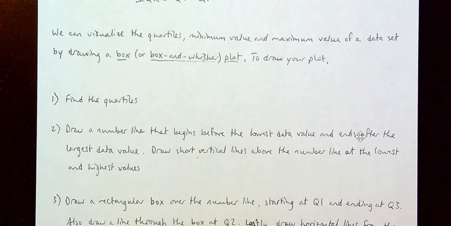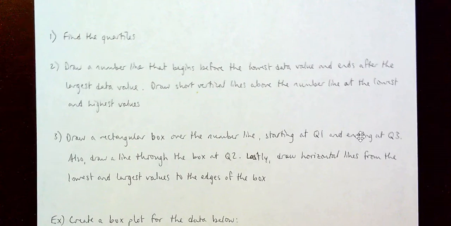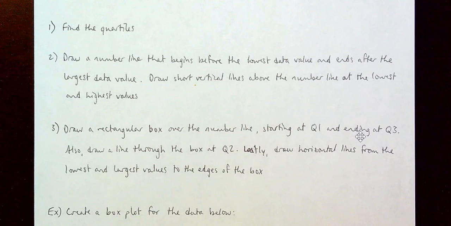So we can visualize the smallest value in our data set, the largest value, and the three other quartiles by drawing a box and whisker plot. How do we draw a box and whisker plot? First thing you have to do is find your quartiles. And the one thing I would even suggest you do before this is to take your data set and put the values in increasing order, so it's easier to find your quartiles.